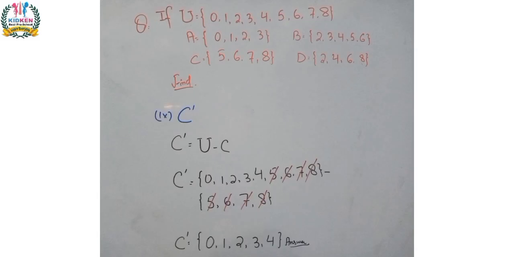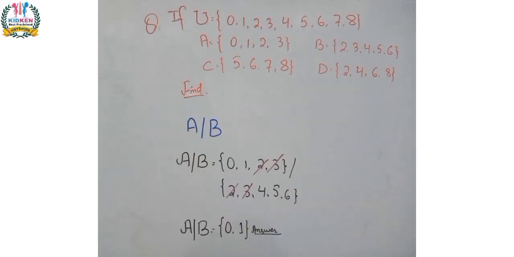Next part of this question, C complement. So in C complement again we can subtract universal to C, then universal has value 0, 1, 2, 3, 4, 5, 6, 7 and 8 and C has value 5, 6, 7 and 8. So 5, 6, 7 and 8 are subtracted from each other. So the C complement has value 0, 1, 2, 3 and 4. So this is the final solution of C complement.